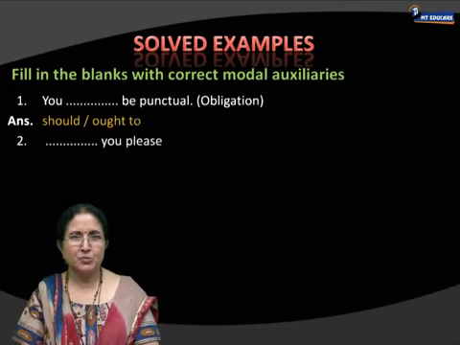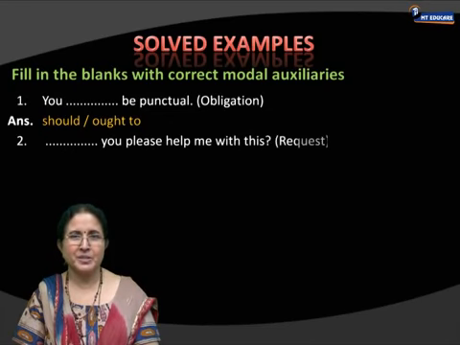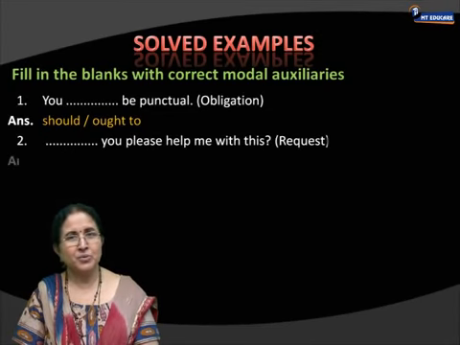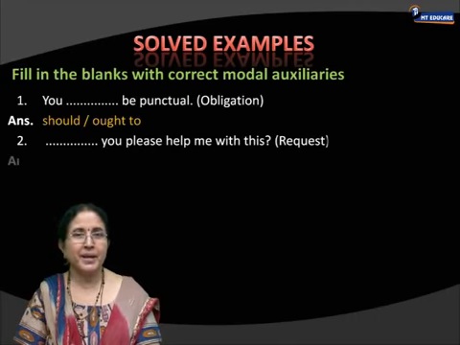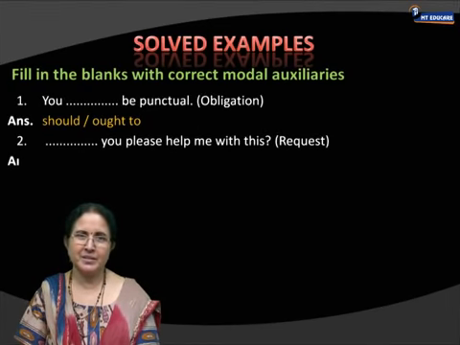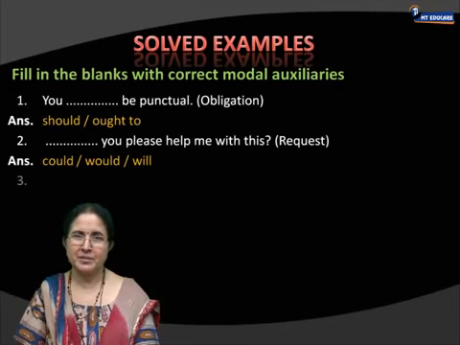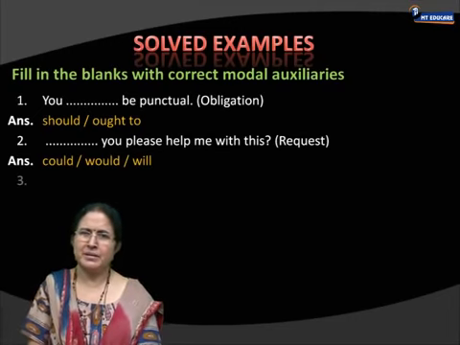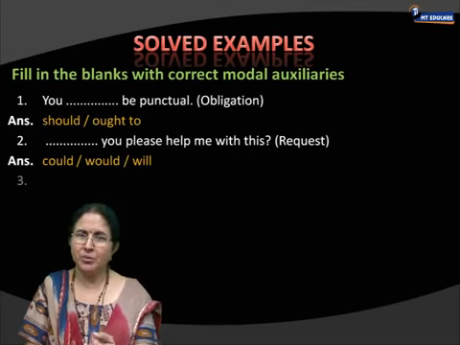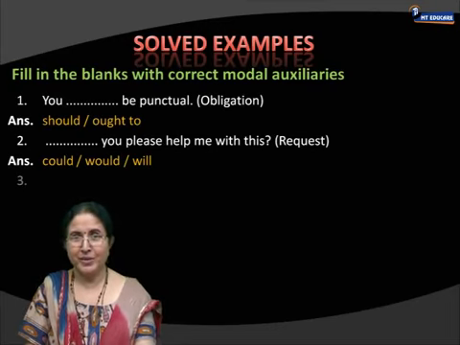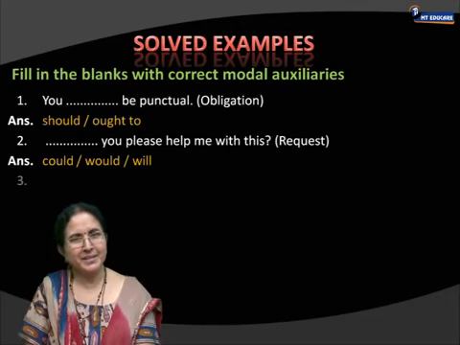Second, dash, you please help me with this. Now this is a request. What word are we going to use? Since it is please, it is a polite request. Now we have many choices. I can say, could you please help me with this? Or would you please help me with this? And will you please help me with this? Why not possibility? If it was given possibility, can you help me with this? It's a question. Of course it's a request. But if it is a request, you have to use the word please. You want that person's help. So that is why please or could you please is added to make it a request.